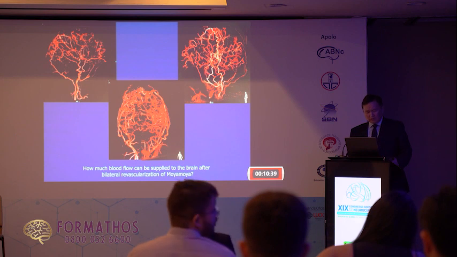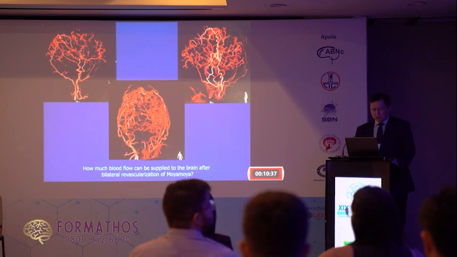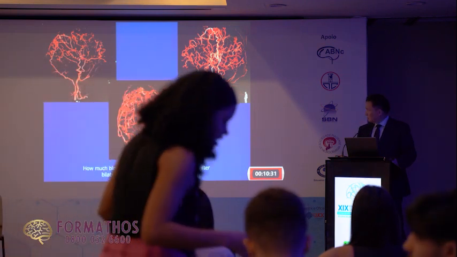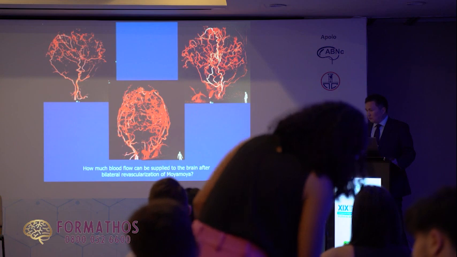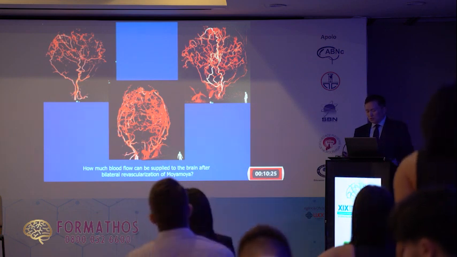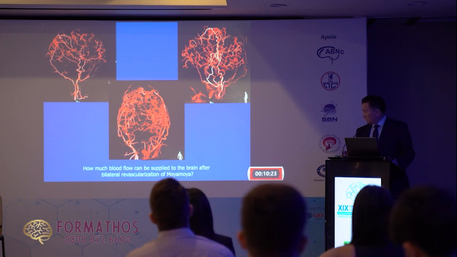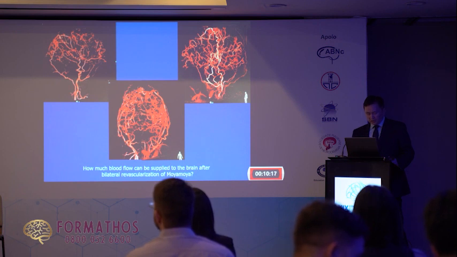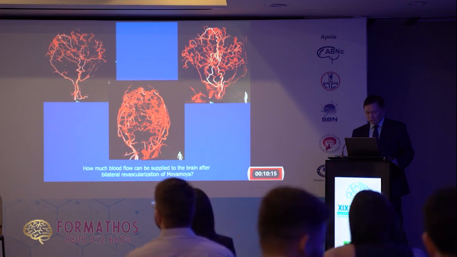So how much blood flow can we supply for a brain, like a moyamoya case? For this case, you can see after the both side revascularization, the whole brain was fed by the ECA branches, and the ICA was totally occluded. So actually we can say this kind of revascularization cured the moyamoya disease.